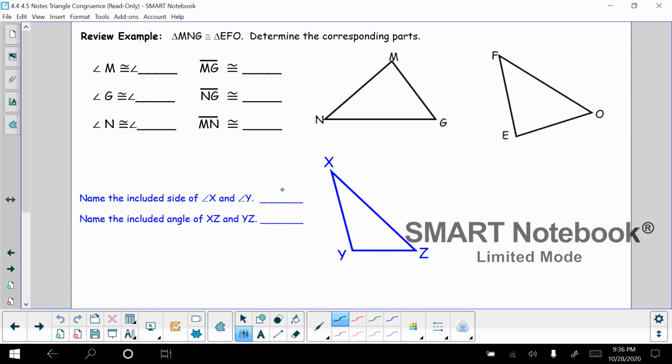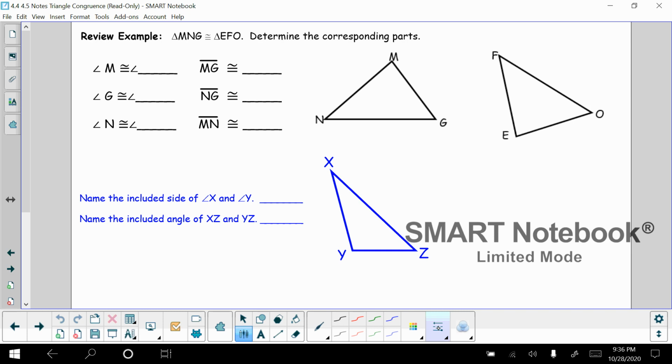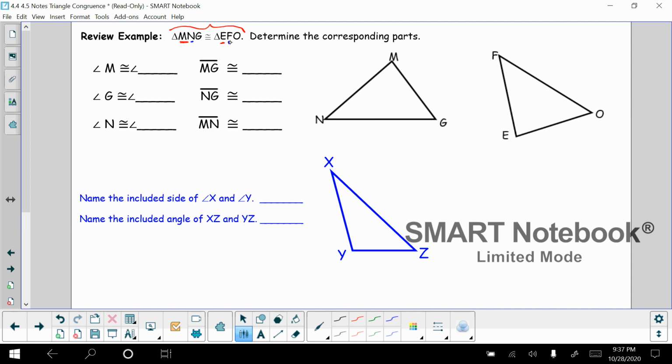Back in chapter 1, you identified congruent triangles, congruent polygons. You did different congruent figures, and then we talked about how every part has to be correspondingly congruent. One way to look at it is the way these are listed in order. The M is going to be congruent to the E, meaning angle M is congruent to angle E, and N is with F, and G is with O. So you can look at it that way, and that's how you need to focus on what is congruent.